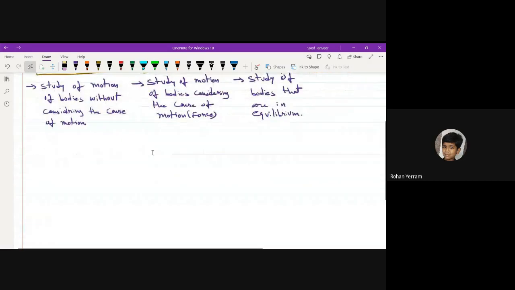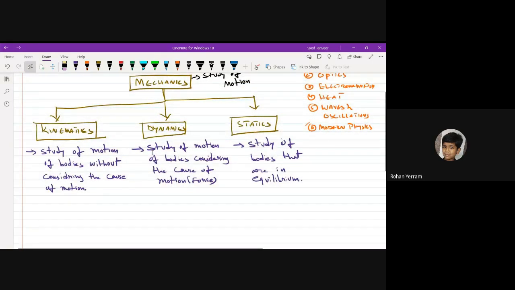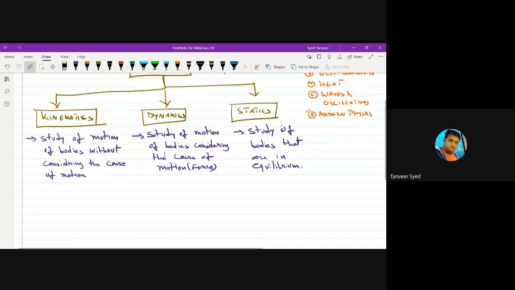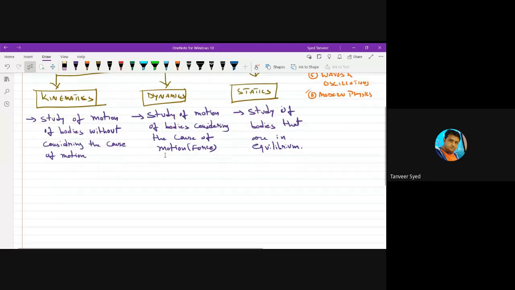Sir, can we say kinematics is a part of dynamics? Yeah, you can say. But once you include force, it is no more kinematics.